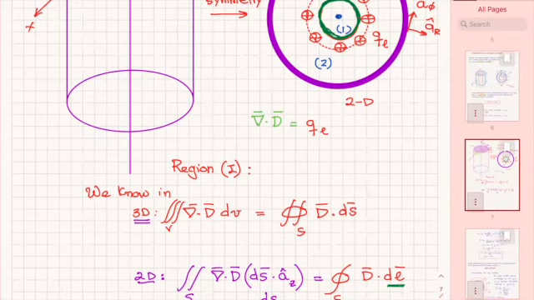Now, there are other surfaces that look like this. This one, curved everywhere.